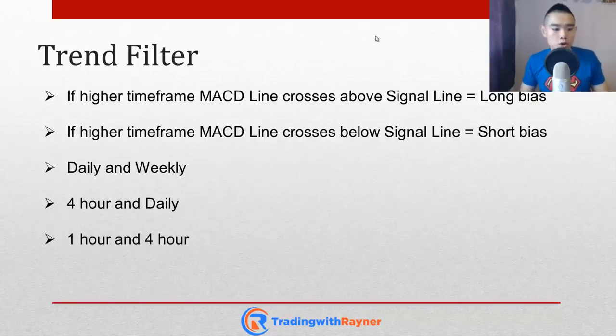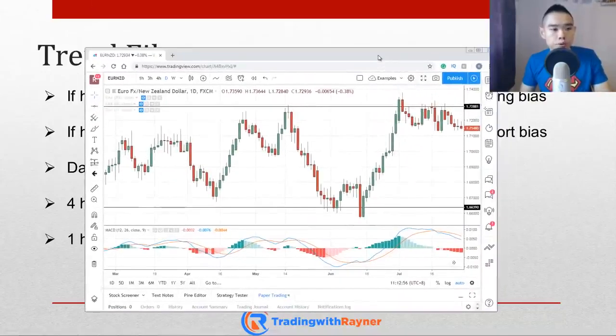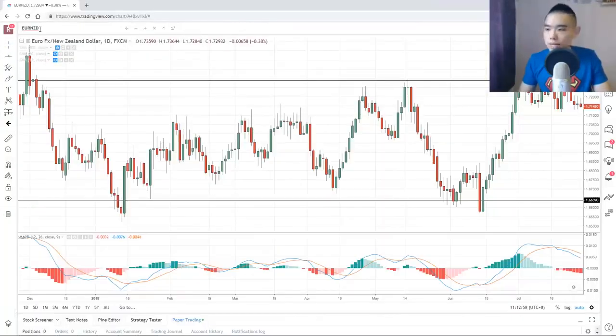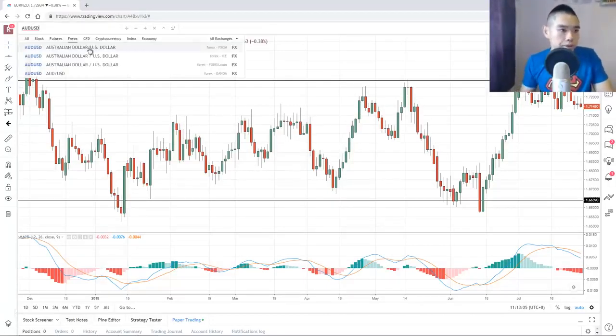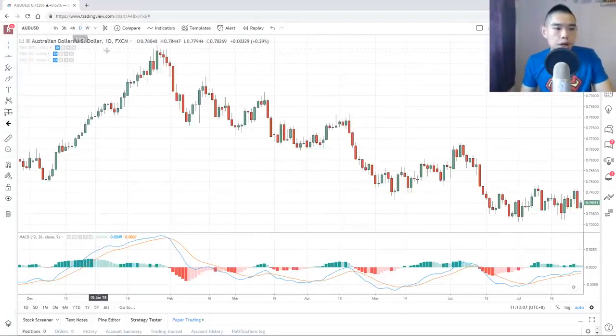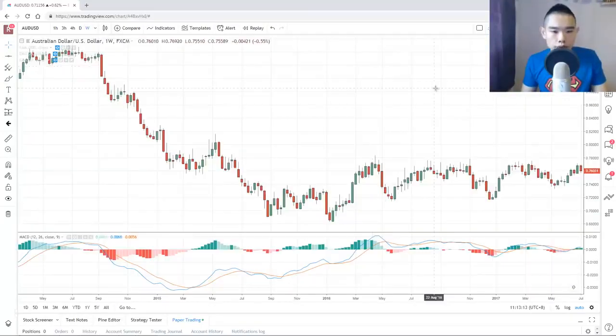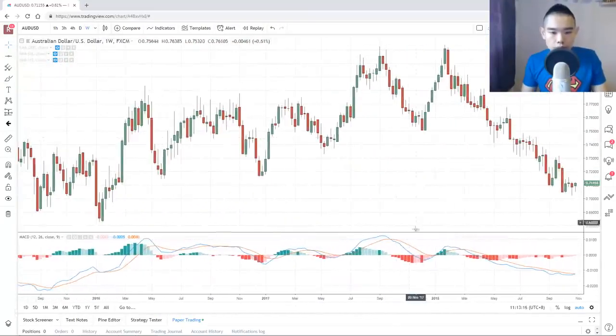So again, let me go through the charts and share with you a few examples. Okay, so let's have a look. This time around, Aussie dollar, just an example. Let's say we are trading off the daily time frame. So our higher time frame is the weekly time frame. If you look at the weekly time frame, you can see that over here, the blue line, which is the MACD line, crosses below the signal line.